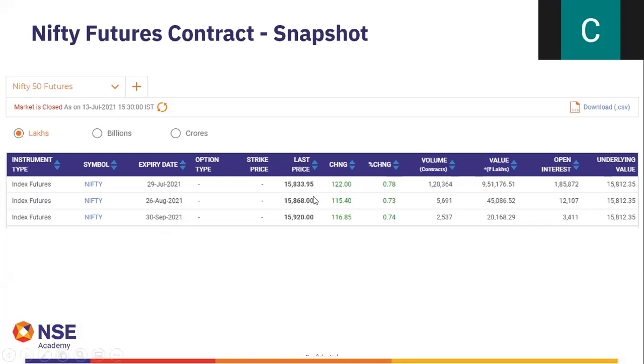And here you can see the price of the futures contract, that is the last traded price, how much change has happened, percentage change, etc. All those things will be mentioned.